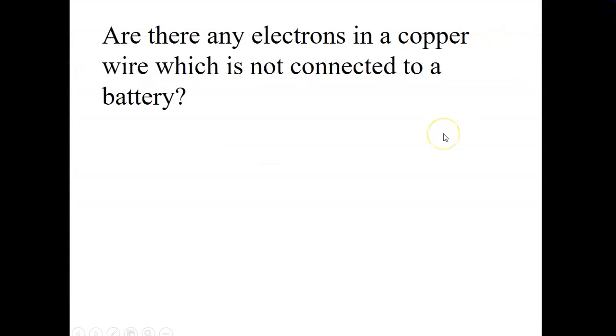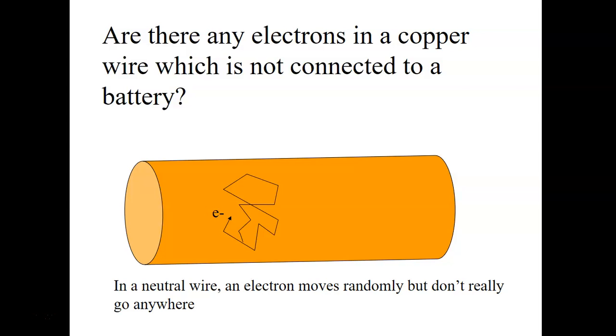All right. So if you have a piece of copper wire, but it's not connected to a battery, are there any electrons in it, or is it empty of electrons? Of course, it's got electrons in it. In a neutral conductor, the electrons are able to move around. And they do so randomly. They don't really end up going anywhere.